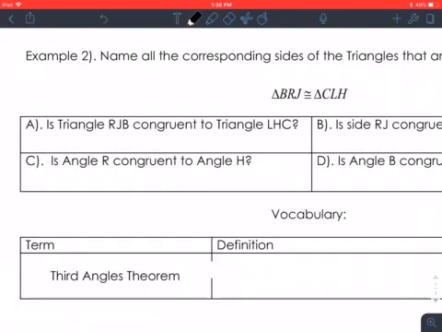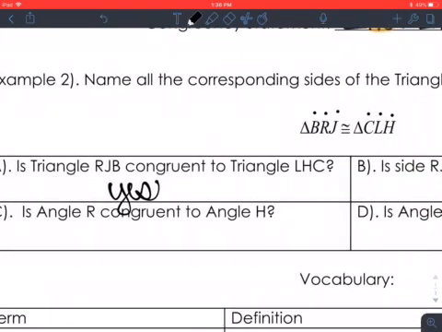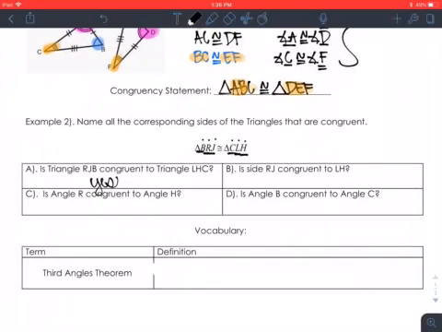So if you look at the first one, it says is triangle RJB congruent to triangle LHC? So if you match up each of those corresponding angles, they just have to make sure that they're matching up the same. So yes, these two are congruent, all right? R matches up with L, J matches up with H, and B matches up with C, okay?